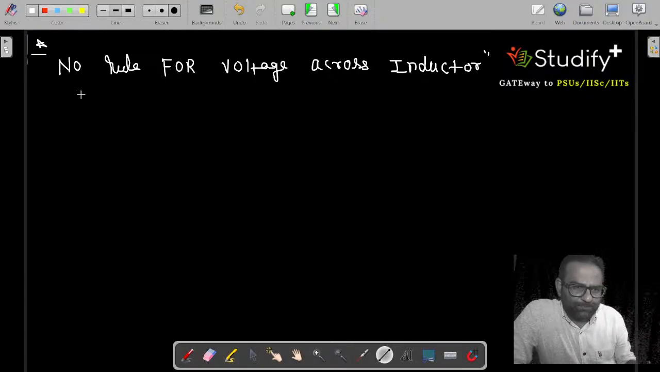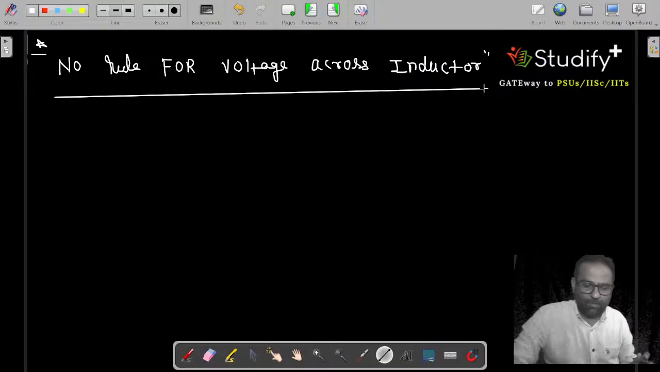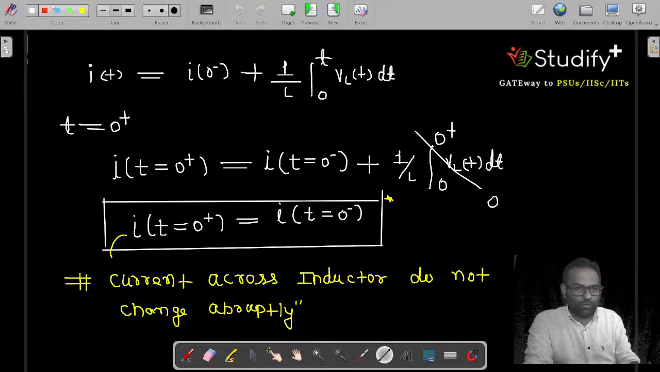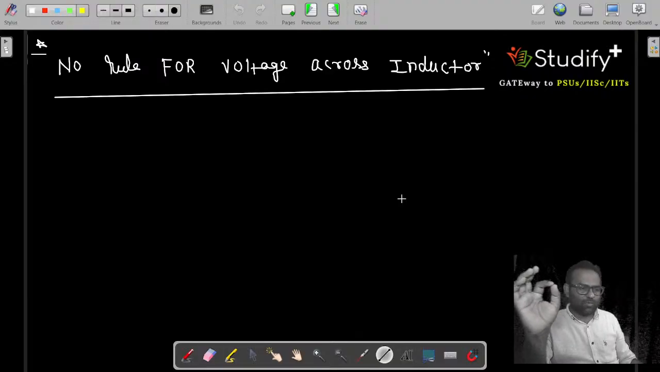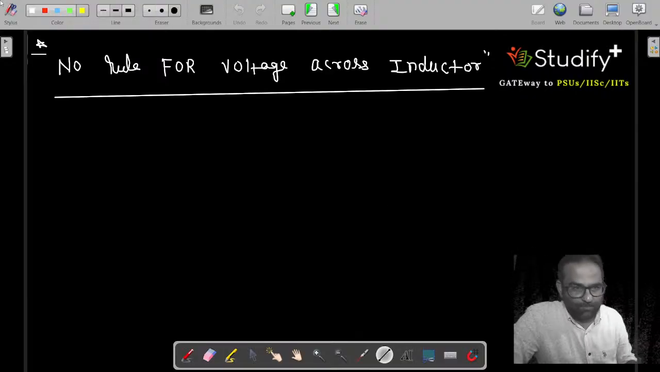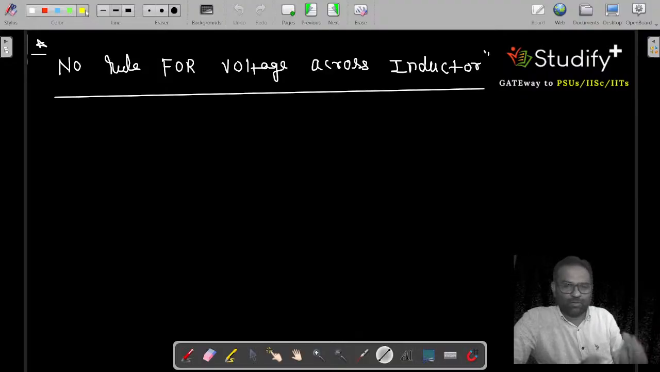One more thing. This is the first rule we have to remember. This is our prime rule. We will use this rule again and again in the solution of all the questions. It means current across an inductor does not change abruptly. This is our rule, but there is no such rule for voltage across an inductor.